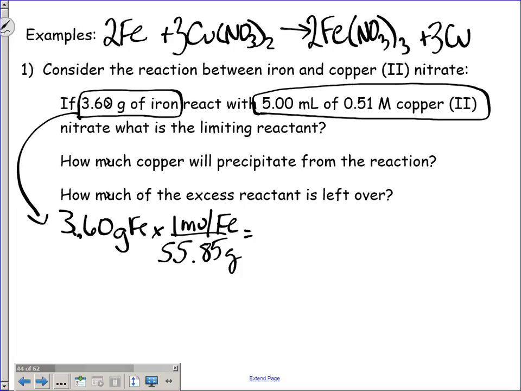Audrey, you got me? 0.0644. Can I get one more sig fig? 5. Okay. So I'm not even going to round yet. I'm going to keep them all out since there's no rounding error in between. So label this right now. Label it have. I have this many moles of iron. Okay, that's how much we're starting with.